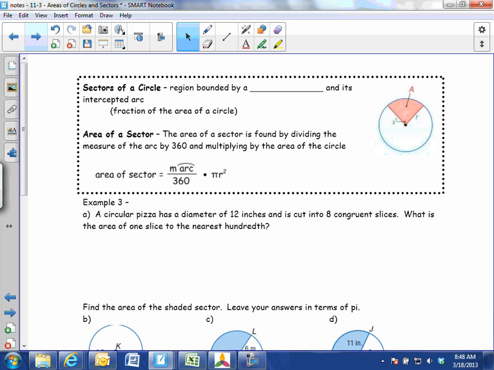Okay. Sector of a circle. Sector of a circle.